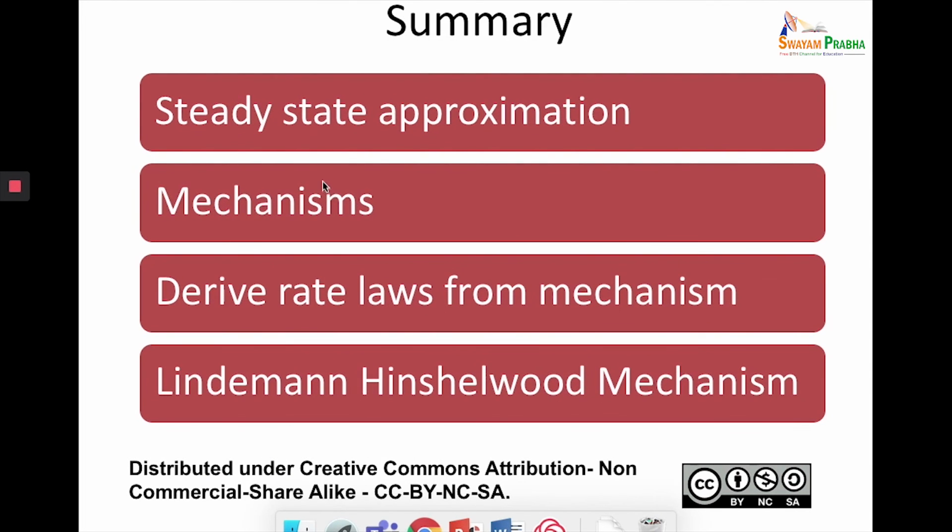To summarize what we have done today, first we studied what is steady state approximation, how it can be used on the mechanism to derive the rate laws. Then we studied about Lindemann-Hinshelwood mechanism to understand how unimolecular reactions take place. So we've done quite a bit today. We will be continuing with chemical kinetics in the next class.